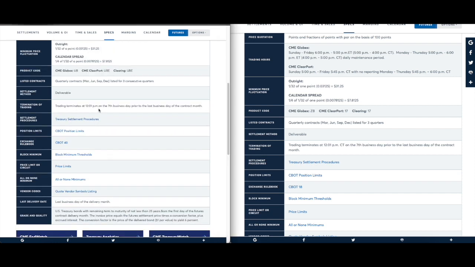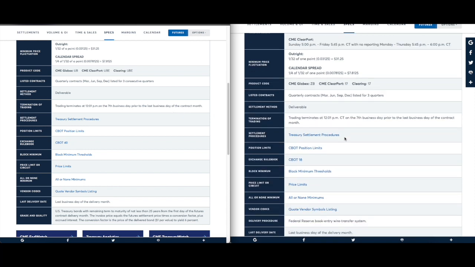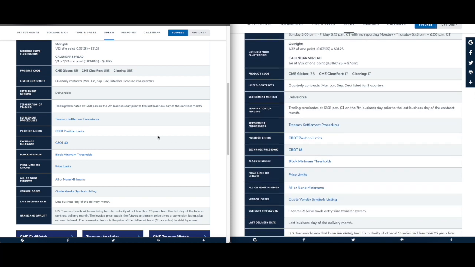Trading terminates at 12:01 p.m. on the 7th business day prior to the last business day of the contract month. Important to know. You can kind of tell by the volume traded. It's really no mystery when the rollover happens. But sometimes you get caught, so it's always good to at least have some perspective on when rollover actually is.